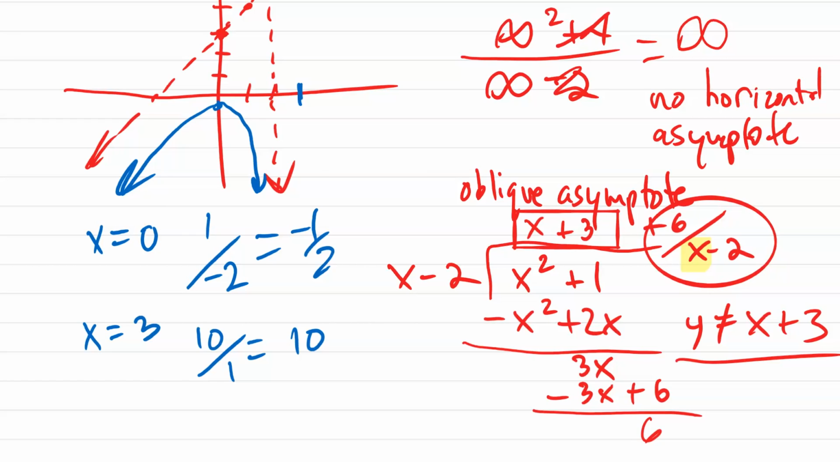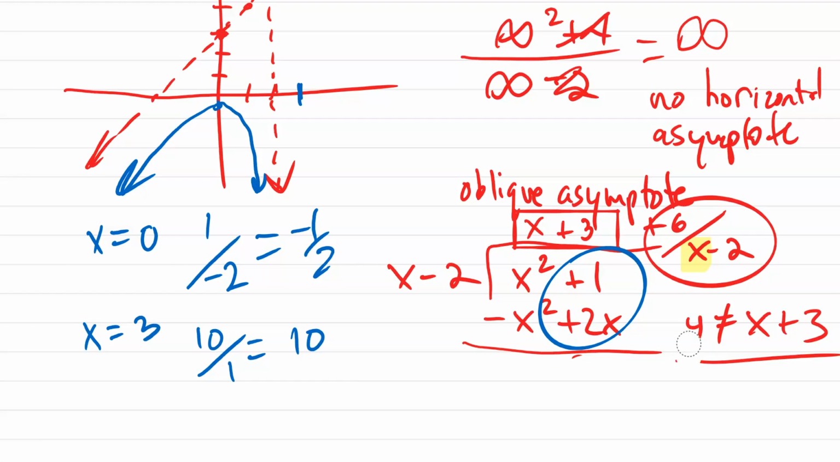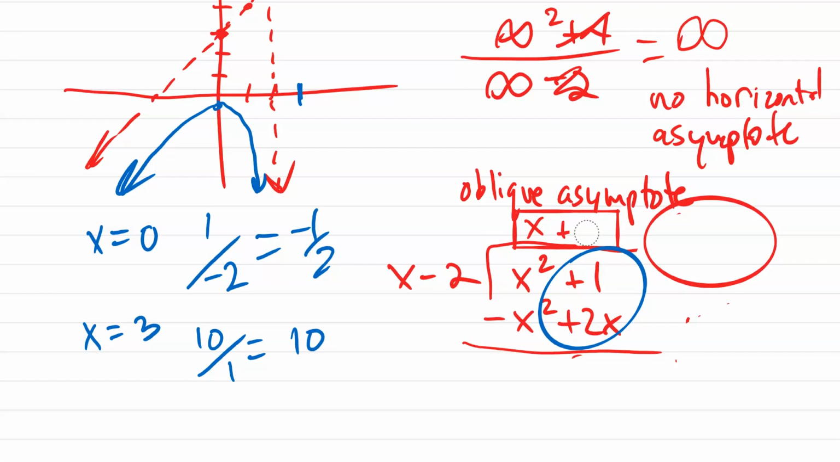Oh, I messed up. That's why. My oblique asymptote is wrong. I hope you're screaming at your computer screen. That's a rookie mistake. Those are not like terms. Shame on me. Bugger. Let's try this again.